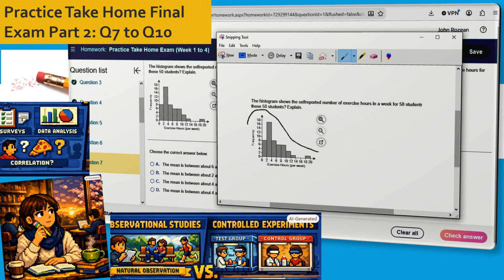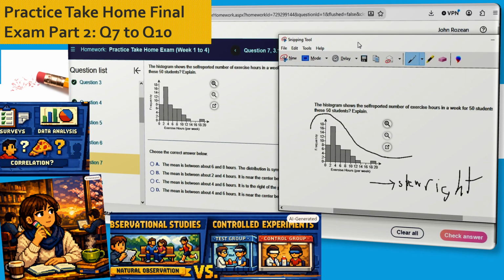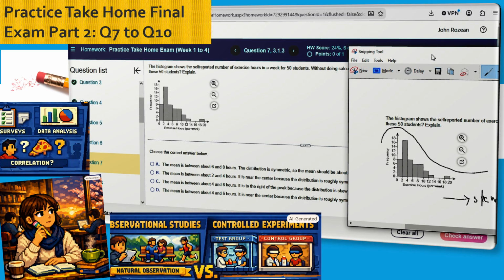As you can see, there's the skew. Skewed right. Getting a little shaky. The mouse is not working with me, but anyway, it's skewed to the right, right? Because that's the direction of the skew. That means I'm going to guess that the median is somewhere around here. But before I guess, let's look at the choices.